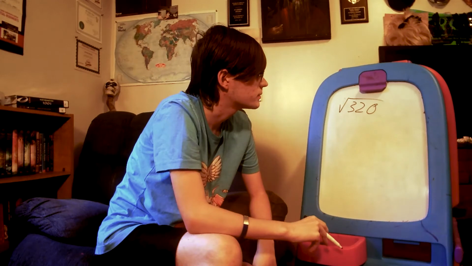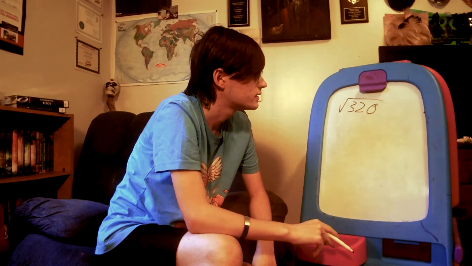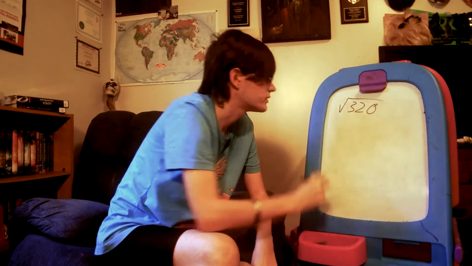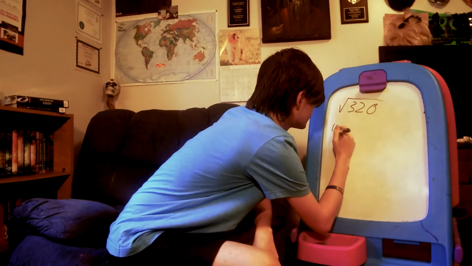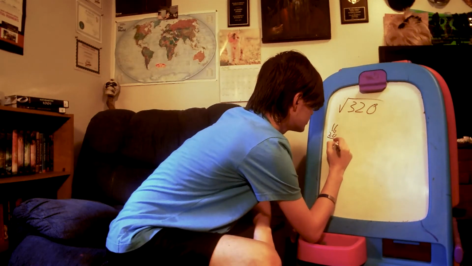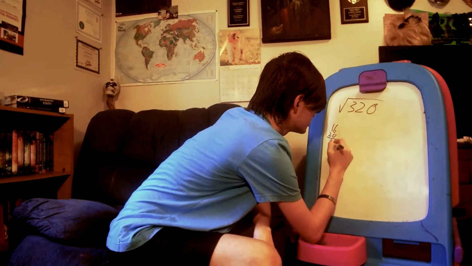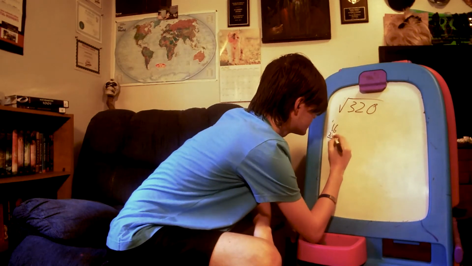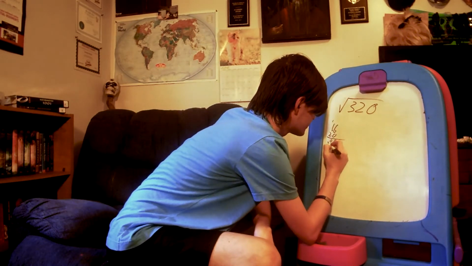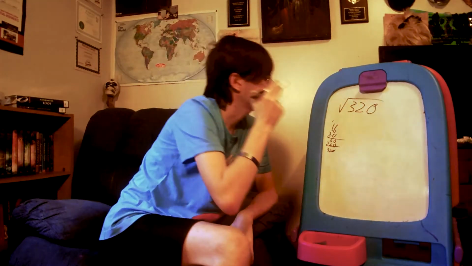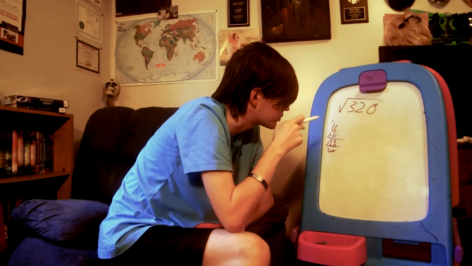That's probably going to be divisible by 16. Let's see, if we do 16 times 20, that would be exactly 320. So 16 isn't going to be the highest one because you can simplify 20.